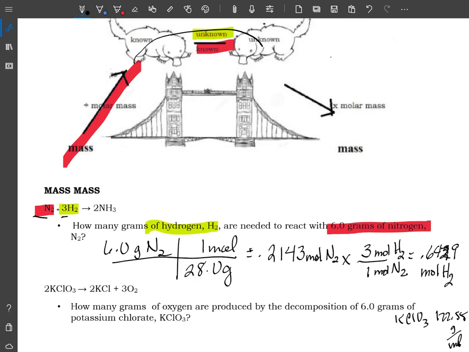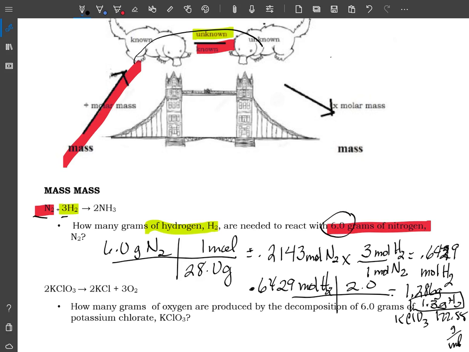However, it wants grams. So the last thing I have to do is take that number of moles, 0.6429 moles of hydrogen, and change that back to grams by multiplying by the molar mass of hydrogen, which we're going to go with just 2. And we end up with 1.286 grams. Now, sig figs. I have 2 sig figs in the equation, so my answer is going to be 1.3 grams of hydrogen.